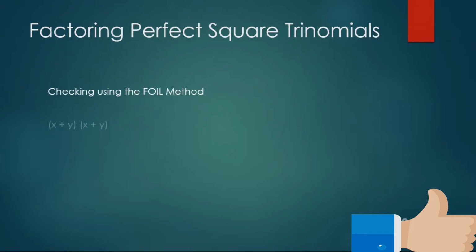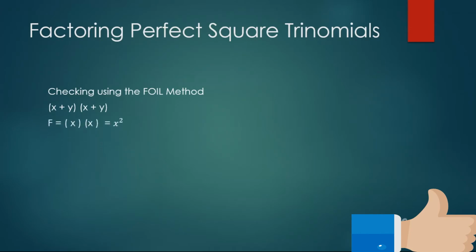But then, ipapakita ko po muna kung paano po nakuha yung ating pattern. I-check po natin siya gamit ang FOIL method. Para sa unang pattern, sinabi po natin na the quantity of x plus y times the quantity of x plus y is equal to the square of x plus y.